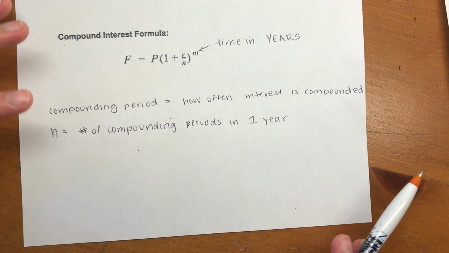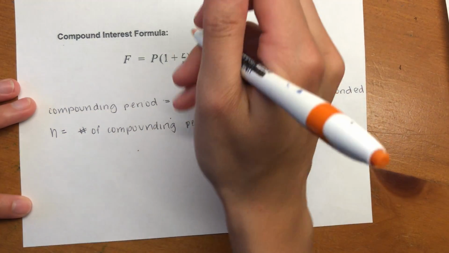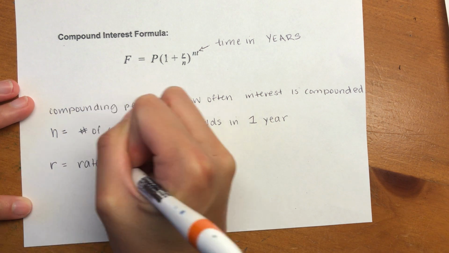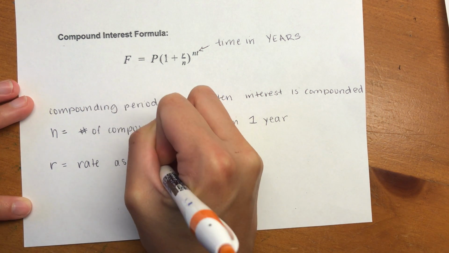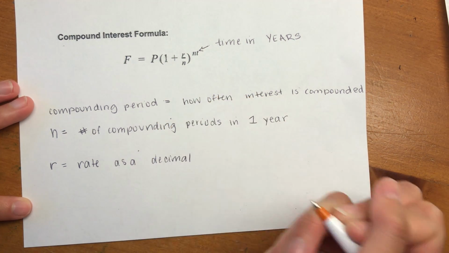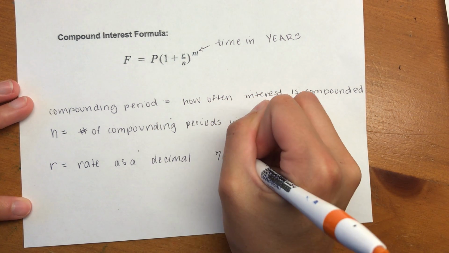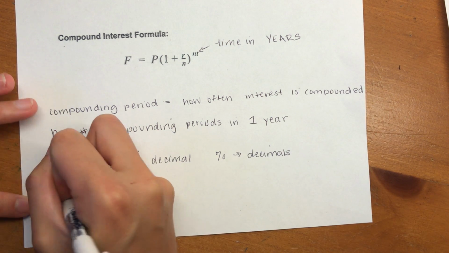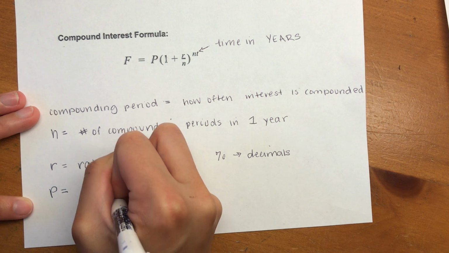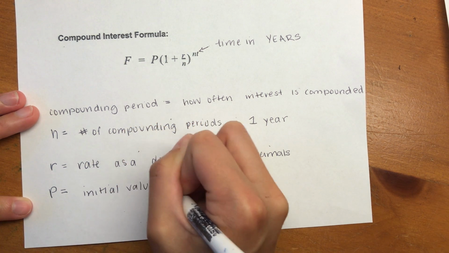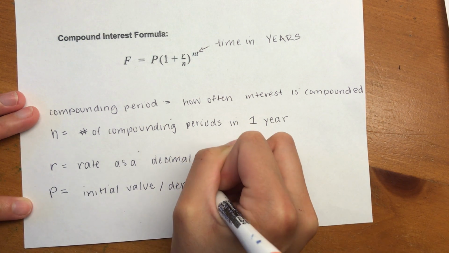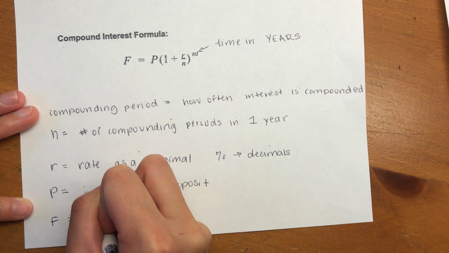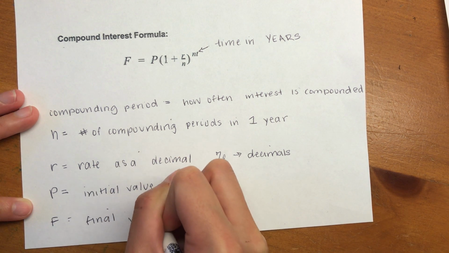Now, everything else is going to be the exact same as it was before. We know that R is our rate, and we always express this as a decimal. So we'll still be converting percentages to decimals. And we know that P is our initial value or initial deposit. And then F, of course, is our final value or our value after T years.